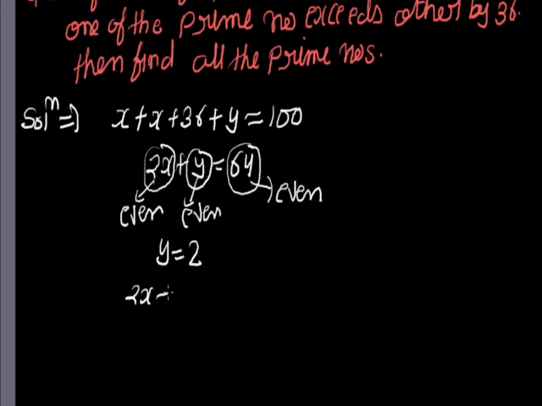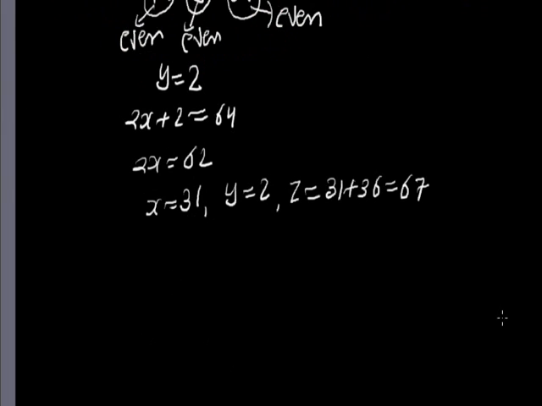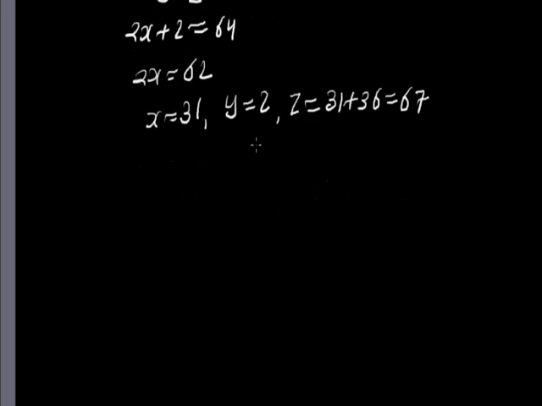If you substitute these values, then 2x plus 2 is equal to 64. So twice of x is equal to 62. So the value of the first prime number comes out to be 31. And the value of the next prime number is 2. And if we denote the last prime number by z, its value is 36 more than the first, that is 31 plus 36, that is 67. So in this way we use the important property of prime numbers, that among all prime numbers, 2 is the only even prime number.